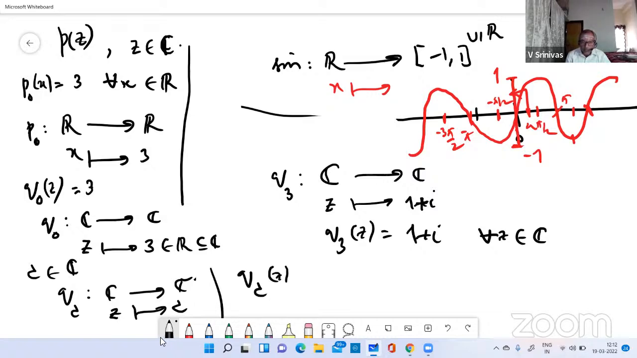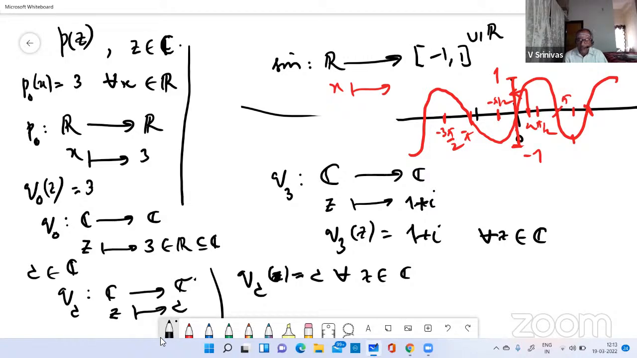QC of Z is equal to C for all complex numbers C. You take a fixed complex number and fix it. Like here, we have taken 1 plus i and fixed it, and we allowed Z to take every complex number to that fixed complex number. So in general, if C is a fixed complex number, then you can allow every complex number Z to be taken to C. And then you get the constant function QC of Z equal to C.